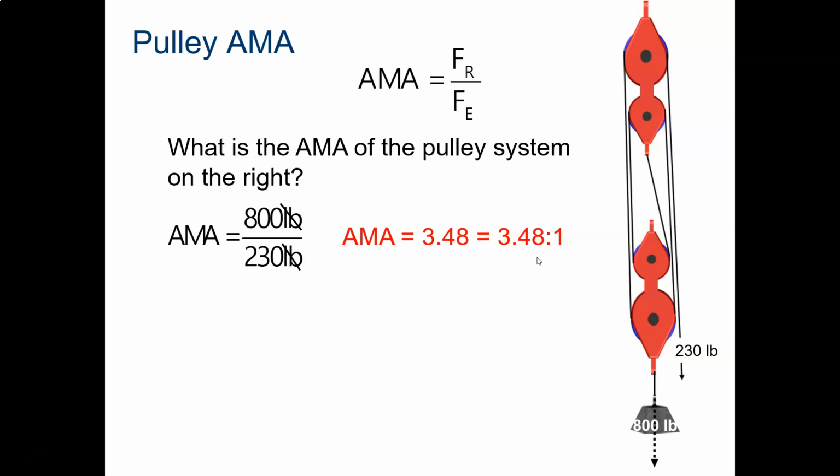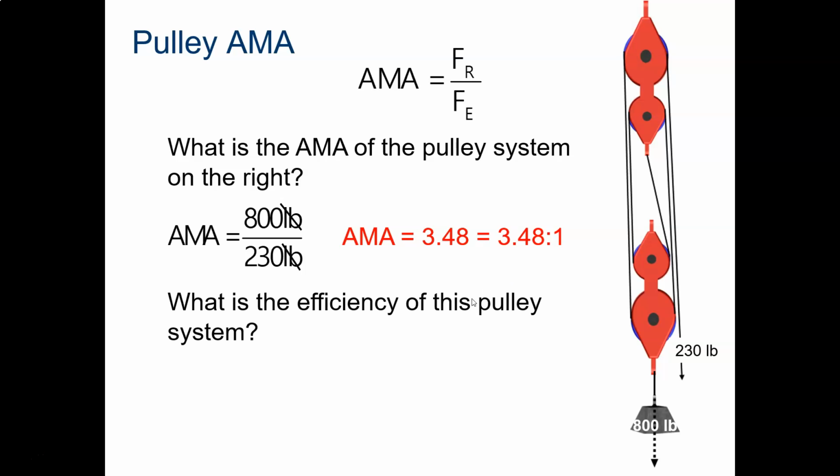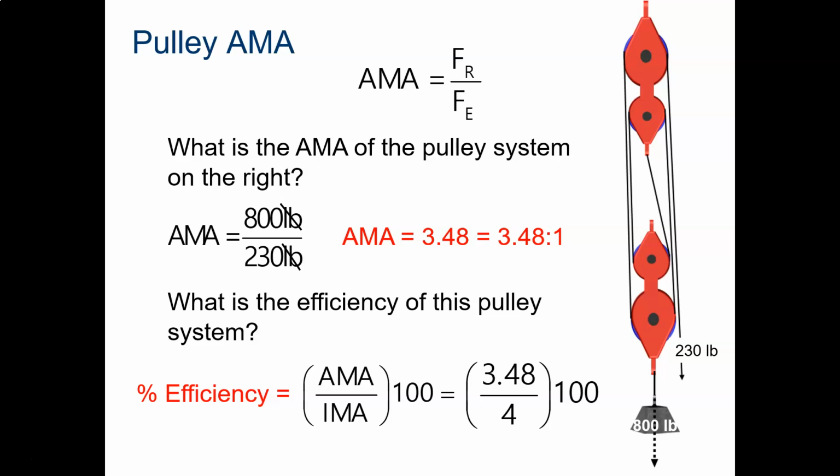I don't really know why they put it to 1, but what's the efficiency? Well, what should the mechanical advantage of this system be? It should be 1, 2, 3, and 4. And notice we don't count this strand right here on the very right because it's not pulling up on the load. The efficiency, we'll just do AMA over IMA again, is 87%.